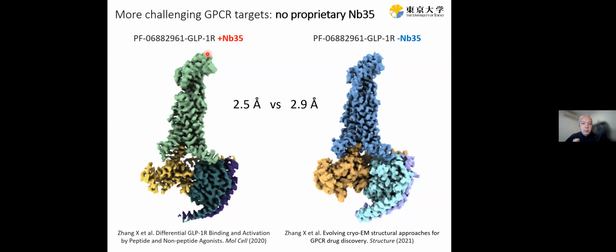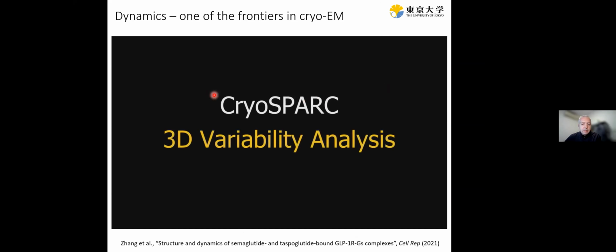And here you see two structures with and without the nanobody. Of course, with the nanobody, the structure was at a bit higher resolution. But with this study, Patrick's group showed that it's possible to determine structures even without using this proprietary nanobody.